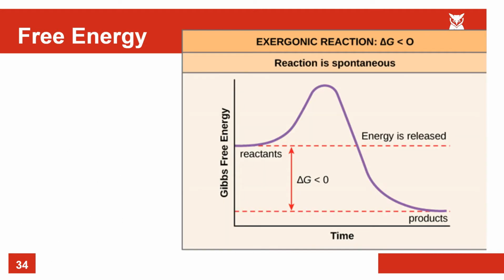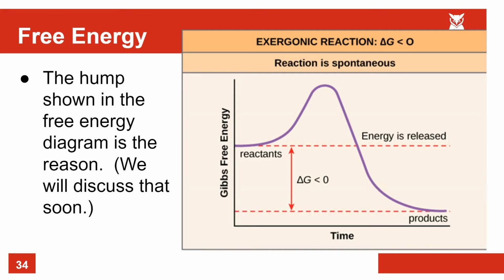But anyway, visually, this is what exergonic reactions are going to look like, pretty much very similar to exothermic. Remember, delta G is negative because we lose energy. The hump shown in the free energy diagram is the reason. We'll discuss that soon.